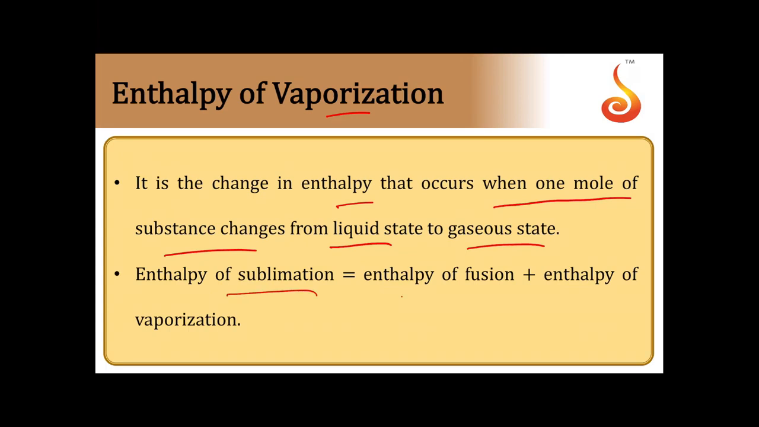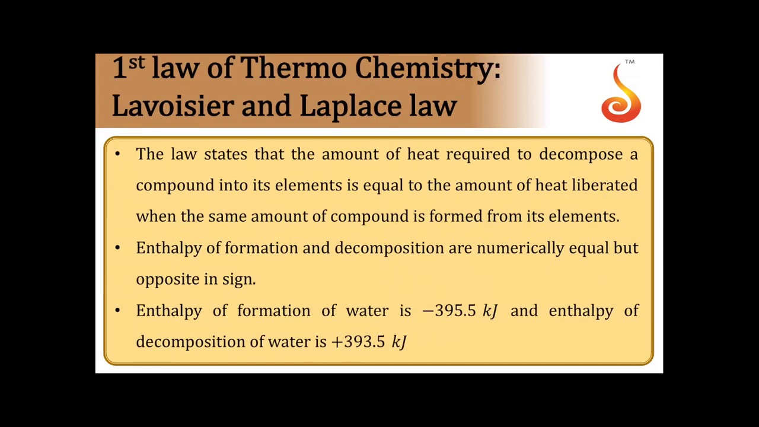Enthalpy of sublimation is equal to the summation of enthalpy of fusion plus enthalpy of vaporization. Now here, sublimation means the enthalpy change during which a substance changes directly from solid to gaseous state. So this involves two steps, solid to liquid and liquid to gaseous state, and therefore enthalpy of sublimation is equal to the summation of enthalpy of fusion plus enthalpy of vaporization. It involves two steps together.